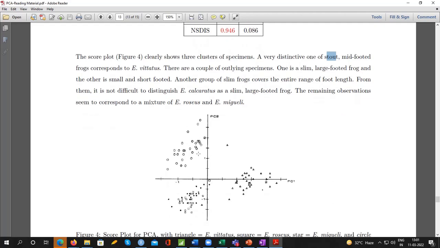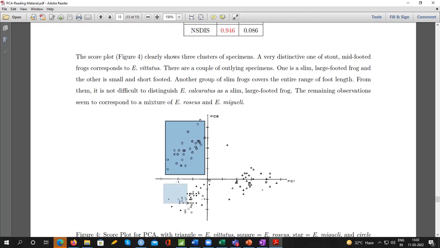Okay, now here E calculatus. So this group, the first group here, I mean the circles. Here the first PC is negative, right? First PC values are negative, so they are slim, they are not stout. But the second PC is positive, so they are large footed. So E calculatus indicates a slim, large footed frog. Okay? Is it okay so far?